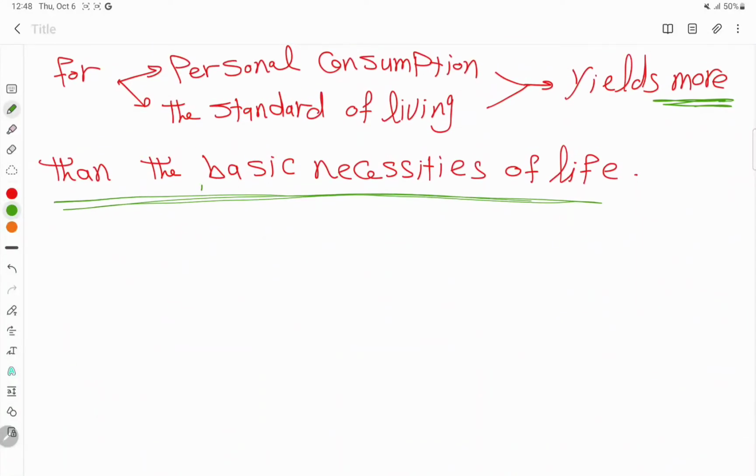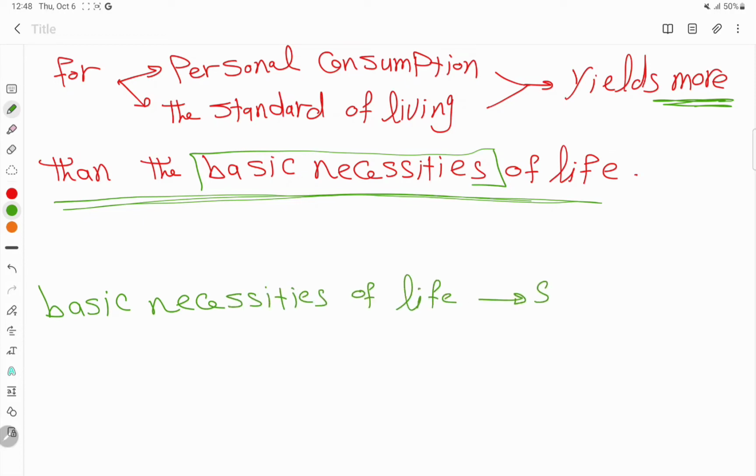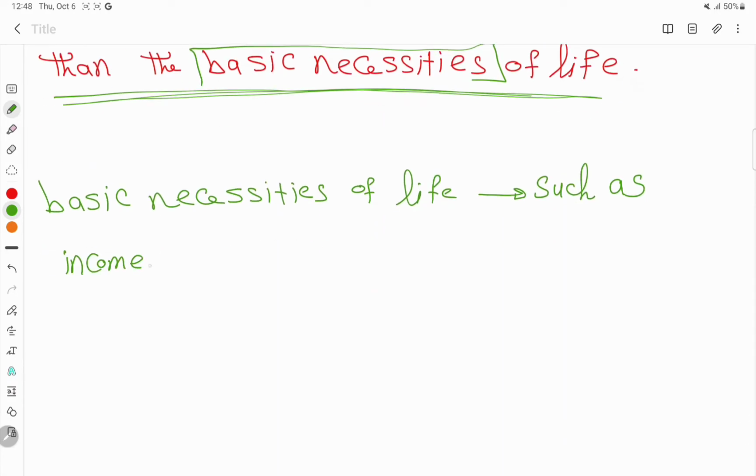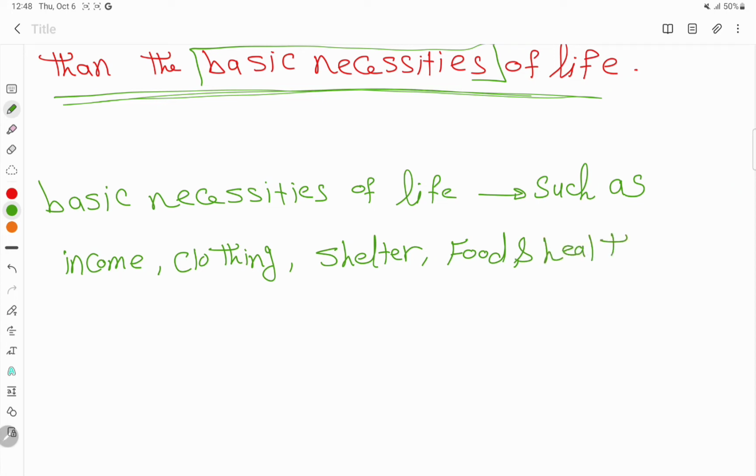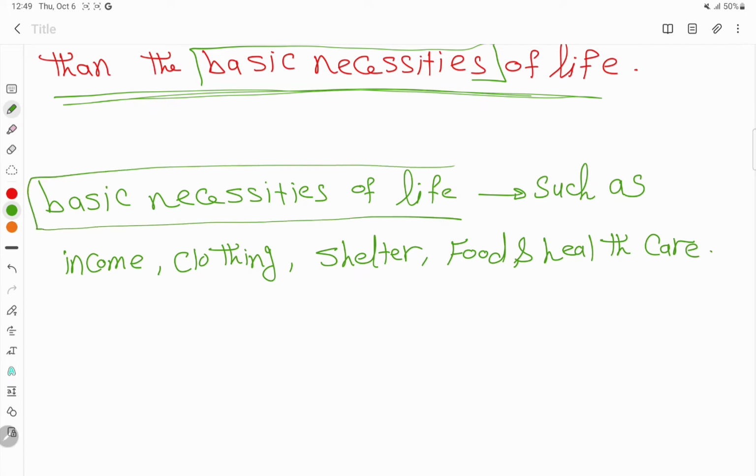What is the meaning of basic necessities? Basic necessities of life are such as or including income, clothing, shelter, food, and health care. Those are the basic necessities for life.